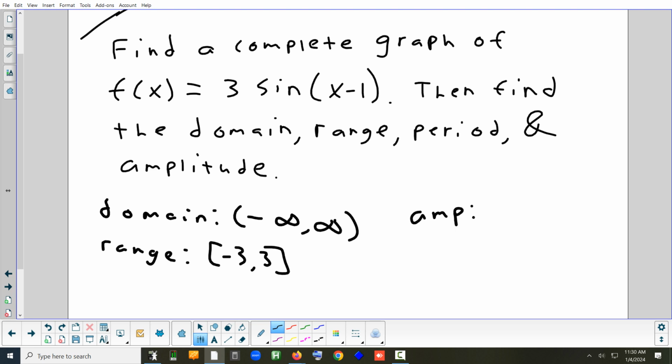How about the amplitude? Yep, the amplitude is going to be 3. It's the absolute value of the number in front. And what about period? Always start with what goes in the top. 2 pi in the top. What goes in the bottom? 1. So there was no period change in this one. There's no horizontal stretch or compression. All right, so let's find a complete graph.